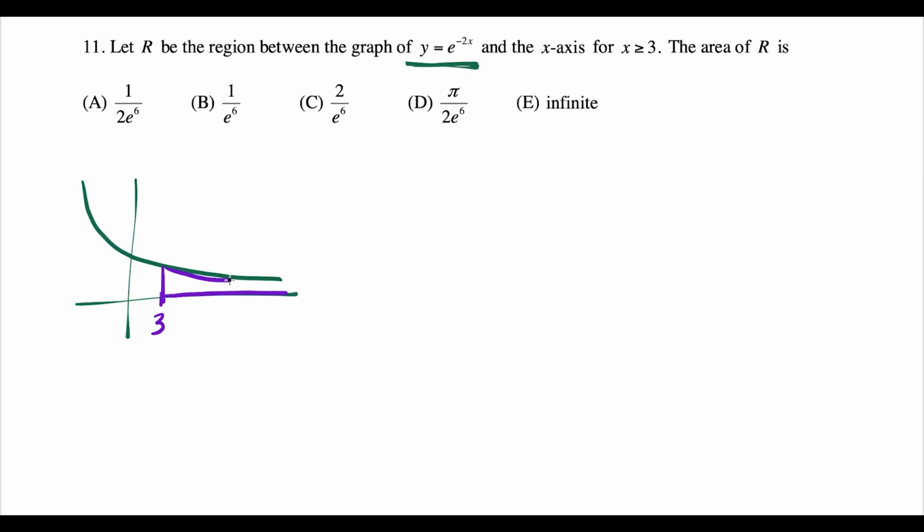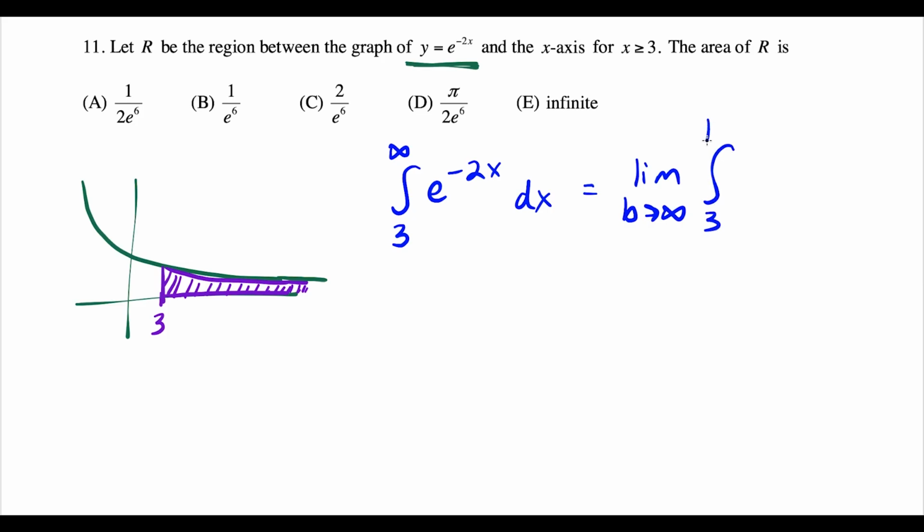So this is actually going to be an infinite space to look at here. But the million-dollar question is, does the area under the curve converge, or does it diverge? Does this get to the x-axis fast enough, or does it not get to the x-axis fast enough? So this area could be modeled by the integral from 3 to infinity of e to the minus 2x dx. So this is an improper integral, so we're going to swap out infinity with b, and we have the limit as b goes to infinity of the integral from 3 to b of e to the negative 2x dx.